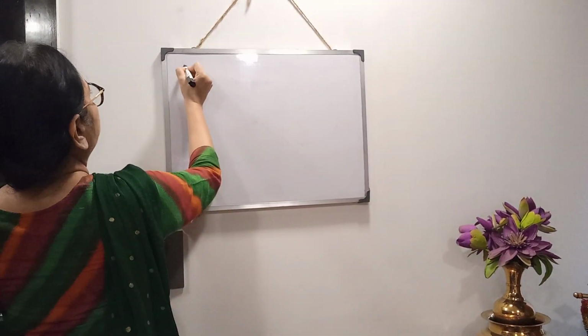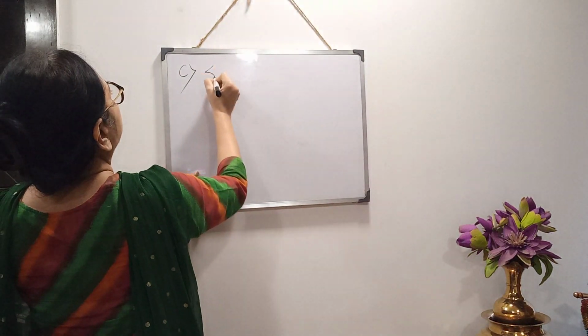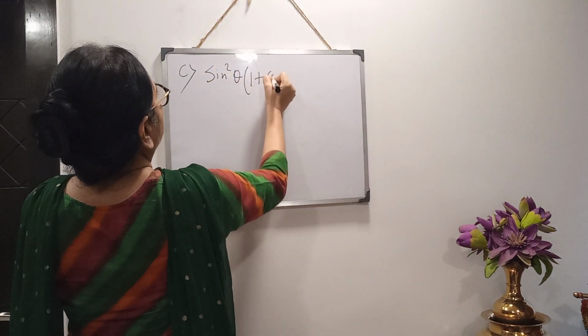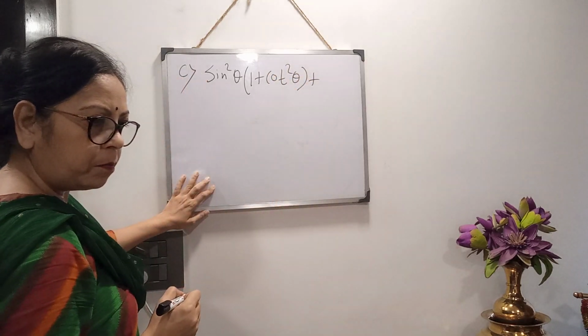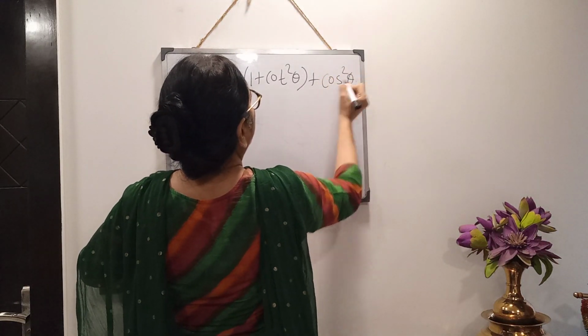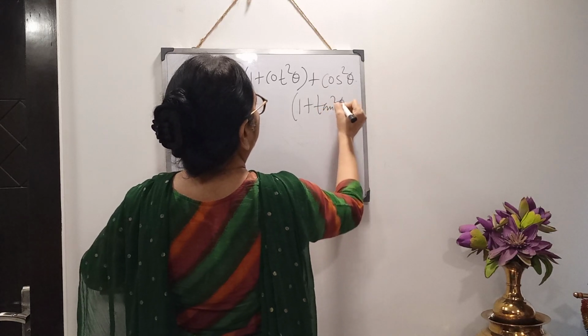Find the value of this: sin square theta into 1 plus cot square theta, plus cos square theta into 1 plus tan square theta.